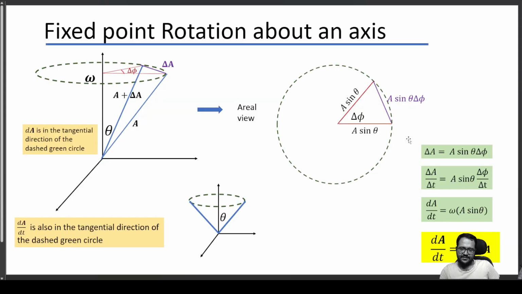Okay guys, now I will construct one more very important construct, which is fixed point rotation about an axis. Please try to understand what's happening. A vector is rotating like this. How?